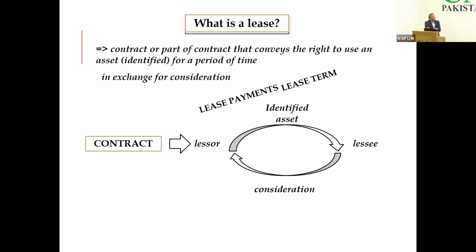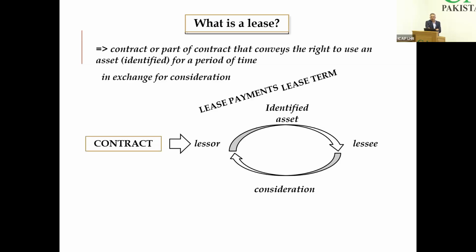What is a lease? It's a very important definition. A contract or part of a contract, as we already said, that the contract may be including some lease and non-lease components. So if you separate lease and non-lease components, then that part of the contract which is basically a lease will be accounted for under this IFRS. A contract or part of a contract that conveys the right to use an asset, and the very important word is identified asset, or part of an asset or identified part of an asset, in exchange for consideration. If there is no consideration, there will be no lease.